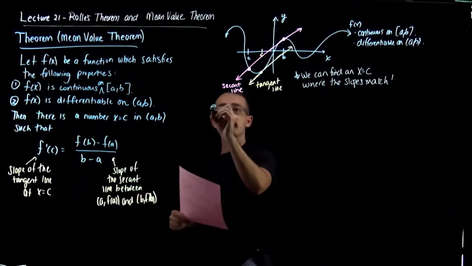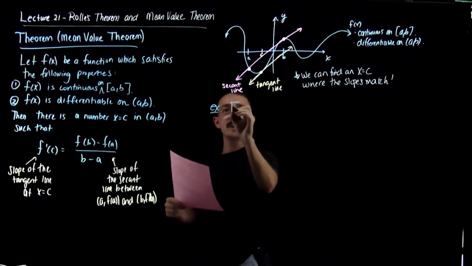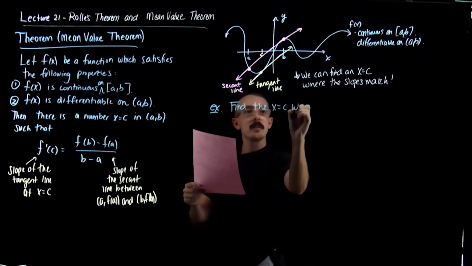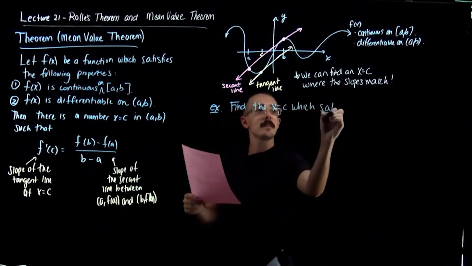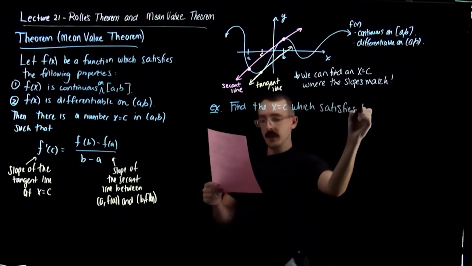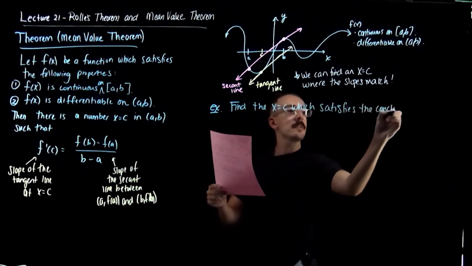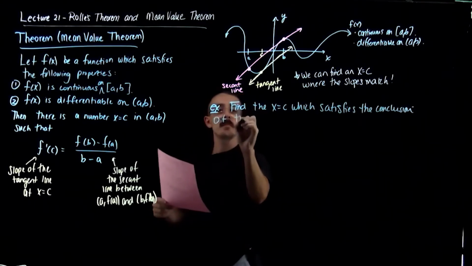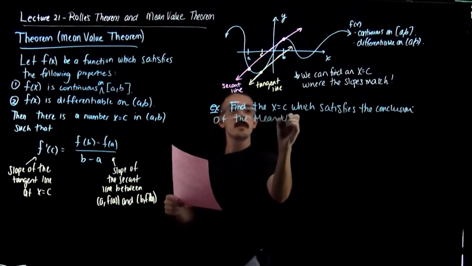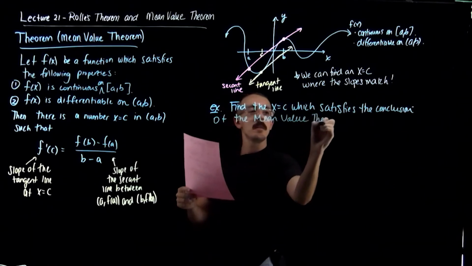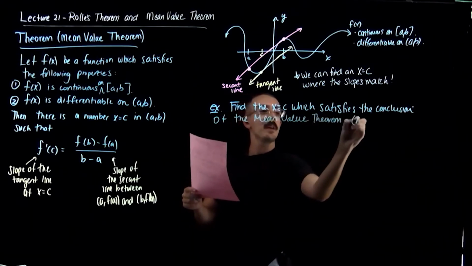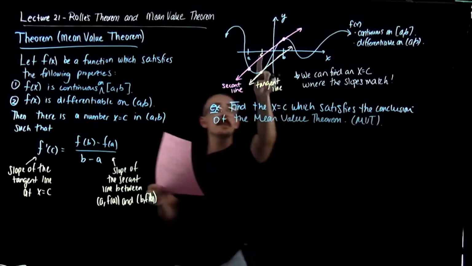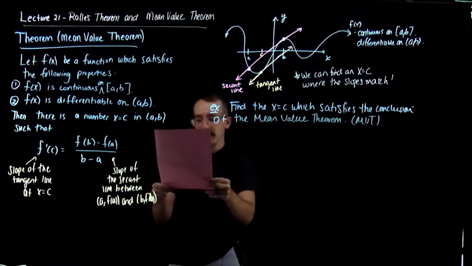So let's try this one. My example is we're going to find the x equals c which satisfies the conclusion of the mean value theorem. And from now on, I'll abbreviate it MVT. I don't know how many more times I'm going to use that. But we're going to find the actual x equals c value that satisfies the mean value theorem.